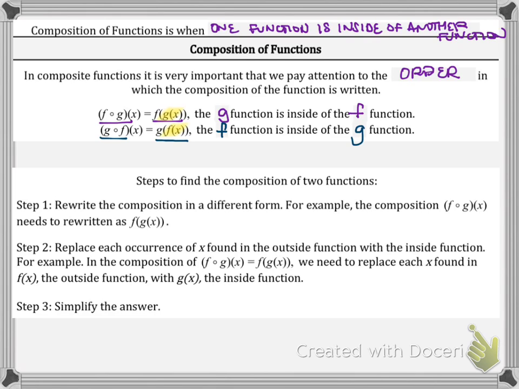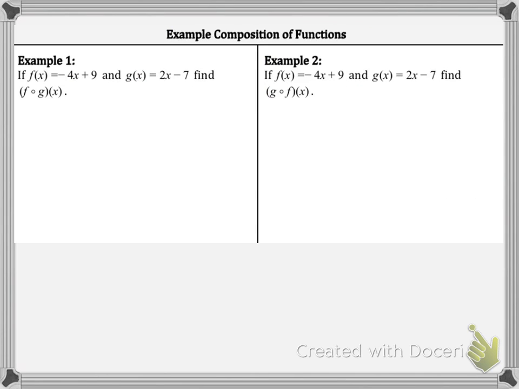So here are the steps to find the composition of two functions. Step 1, you're going to rewrite the composition in a different form. For example, the composition f of g of x needs to be rewritten as f(g(x)). Step 2, replace each occurrence of x found in the outside function with the inside function. For example, in the composition f of g of x, we need to replace each x found in f(x), the outside function, with g(x), the inside function. And then we're going to simplify the answer. So for now, you're like, oh my gosh, lots of stuff going on. So let's look at an example.